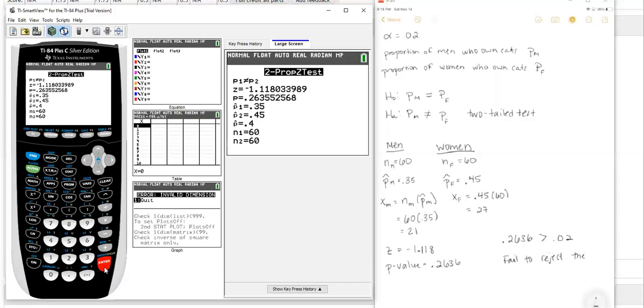Basically, with the results that we got, it doesn't really seem that there's a very big difference between the proportion of men who own cats versus the proportion of women who own cats. So I hope this helps a little bit, just thinking about what we're finding and how to go through and complete our hypothesis test.